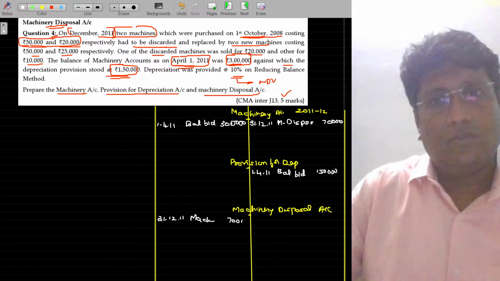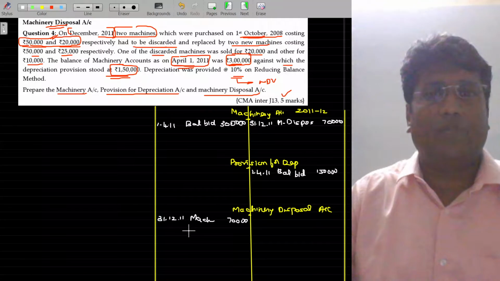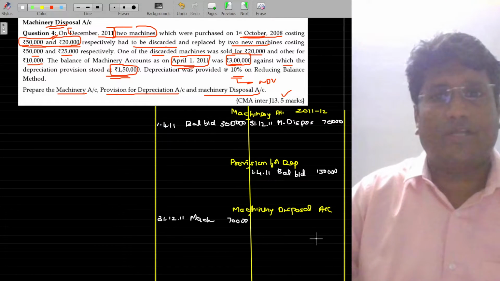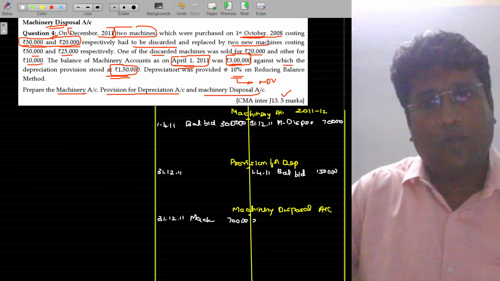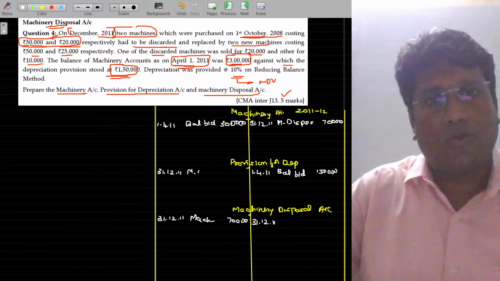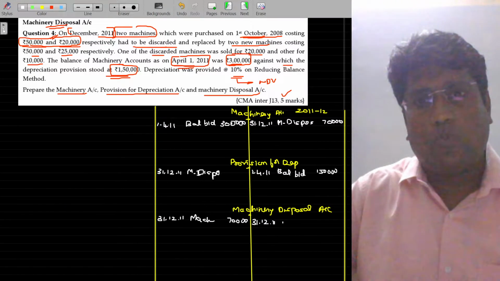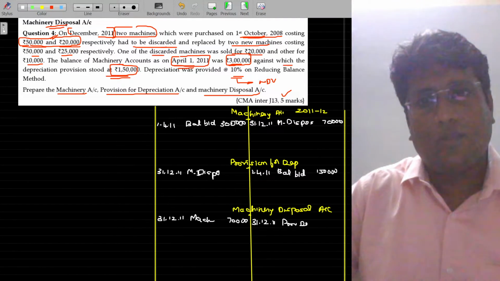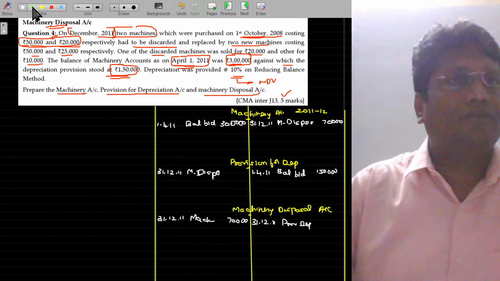70,000. And don't forget to transfer the accumulated depreciation on that from the provision for depreciation to machinery disposal account on the same date, 31/12/11 and 31/12/11. Machinery disposal account. Here, provision for depreciation account. I need to know the value here.